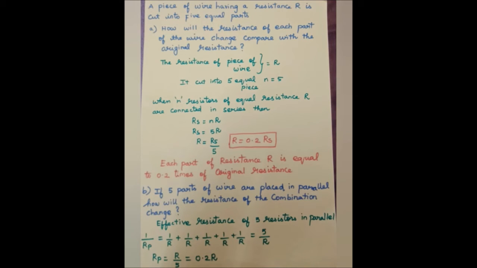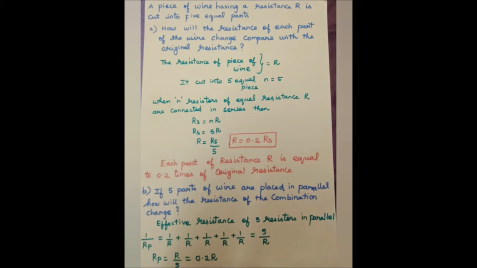A piece of wire having a resistance R is cut into 5 equal parts. How will the resistance of each part of the wire change compared with the original resistance? First, the resistance of the piece of wire we consider as R. If you cut it into 5 equal pieces, then N equal to 5.